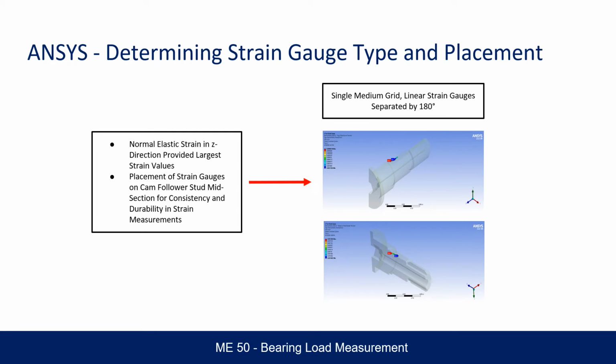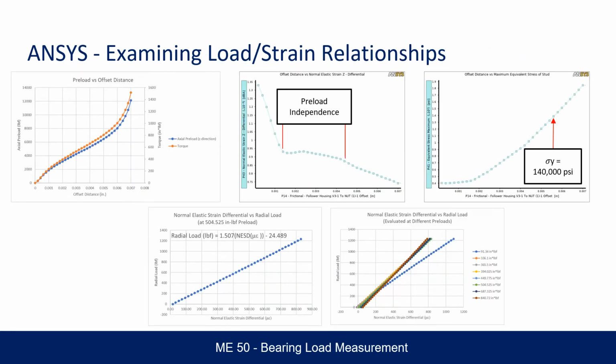In deciding the placement of the strain gauge, three requirements are considered: proximity to the roller bearing, consistency in strain readings, and protection of the strain gauge from damage. The midsection of the cam follower stud fulfills all three requirements and is therefore the optimal area to place the linear strain gauges. As seen in the previous slide, two single grid linear strain gauges separated by 180 degrees are to be placed on the cam follower stud. By having one strain gauge placed at the top of the stud and another at the bottom of the stud, the difference in strain can be determined.